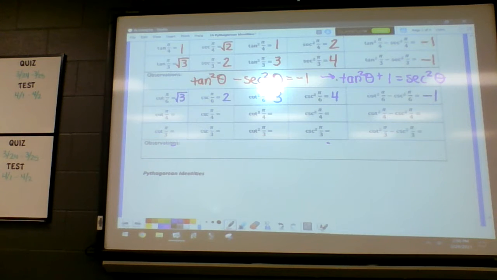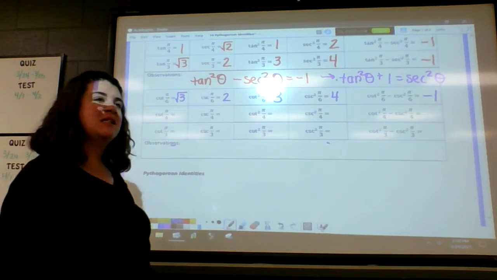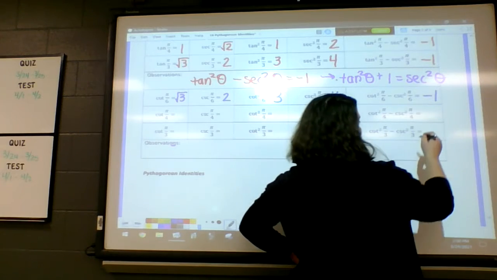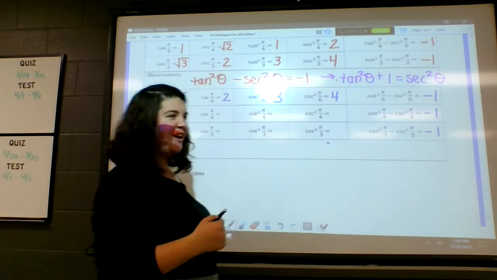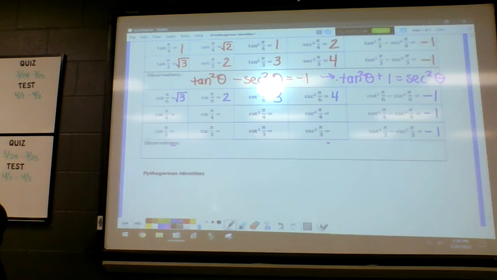Do you think you know what's going to happen for the other two? They'll be equal to negative 1. They're all going to be equal to negative 1, right? Is everybody okay with that, or do you want to actually work through them and see? I think you believe me? You believe the pattern you've seen so far?